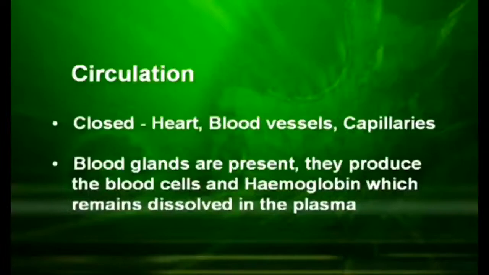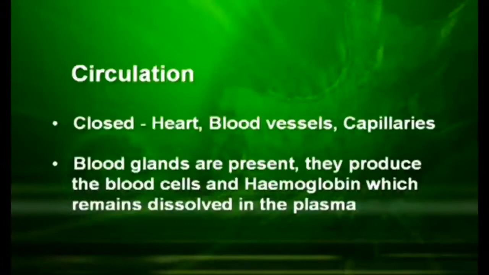Respiration in earthworm: they do not have any special respiratory system. They carry on cutaneous respiration, that is with the help of skin. Their nervous system is made up of the ganglia and the nerve ring. Regarding the sense organs, they have receptor cells for light and touch, and they also have chemoreceptors.